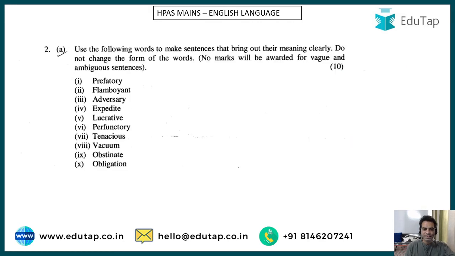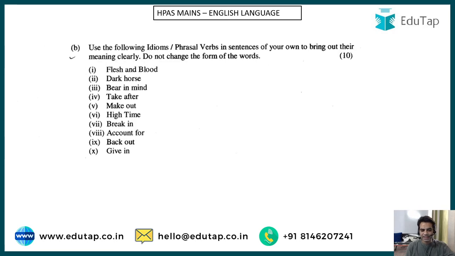Moving on to the second main part, that is vocabulary. There were 10 words given, and you had to use these words and frame a logical sentence for each. Words like flamboyant, prefatory, adversary, expedite, lucrative, perfunctory, tenacious, vacuum, obstinate, obligation. These are very easy words. They are not very difficult per se, but you still have to be well versed with the sense of the vocabulary, right?